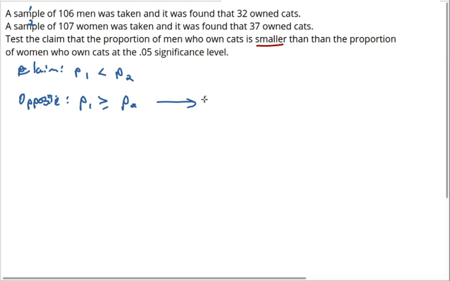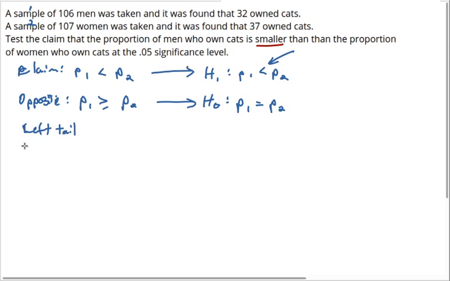Now the one with the equal sign corresponds to my null hypothesis, and I will change that to equals. The other one then corresponds to my alternative hypothesis, and that one remains unchanged. P1 is less than P2. All right, then notice the alternative hypothesis points to the left, it's less than, that means we have a left tail test.